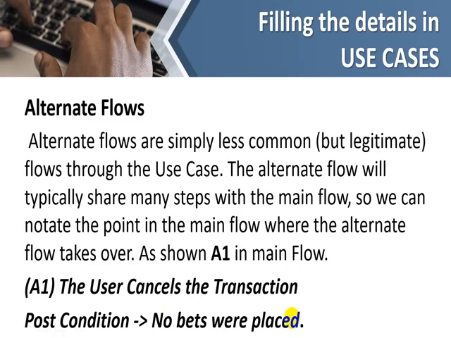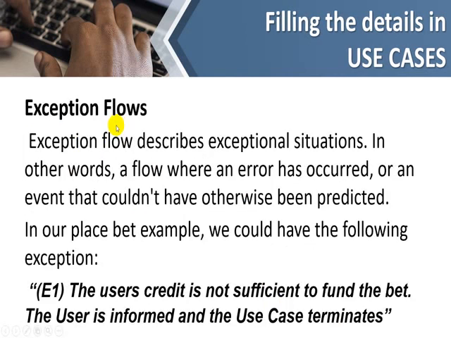And when we design and program, we must keep in mind that along with the main flow, we have the alternate flow. And then along with the alternate flow, we have the exception flow. Exception flow describes exceptional situations. In other words, a flow where an error has occurred or an event that couldn't have otherwise been predicted.